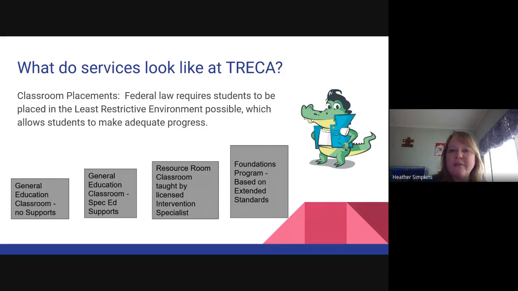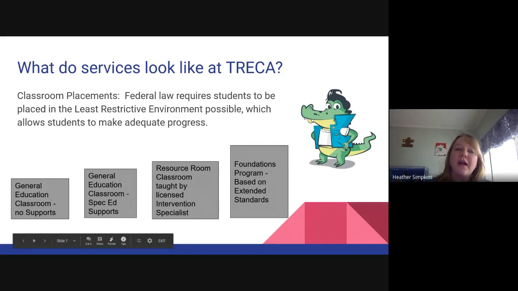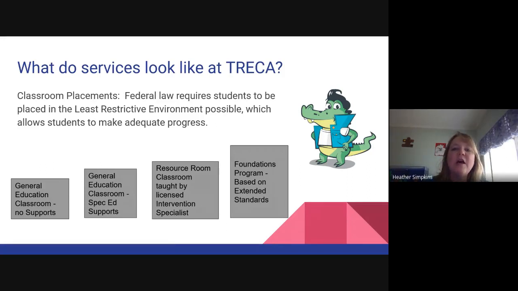So the most restrictive environment that we have at TRECA is our Foundations program. The Foundations program is based on extended standards. These are students with the most significant cognitive disabilities, and those students need extended standards. They need more of a living skills-based education. So those are our continuum of services. A student may be in a resource room classroom for one class, and in, for example, a general education classroom with supports in another class.